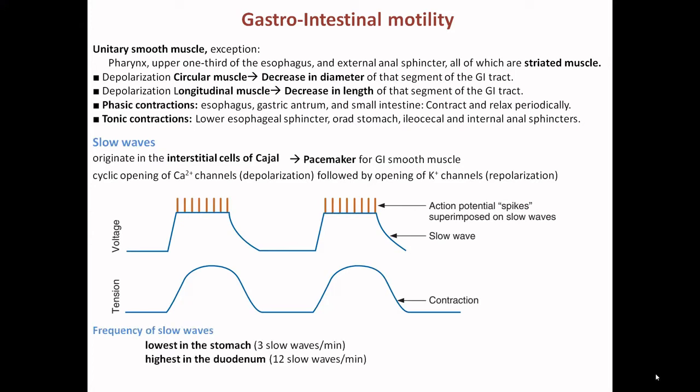The frequency of the slow waves is found throughout the GI tract, but it varies in the different parts of the GI tract. It is lowest in the stomach, where there are 3 slow waves per minute, and it is highest in the duodenum, where there are 12 slow waves per minute.